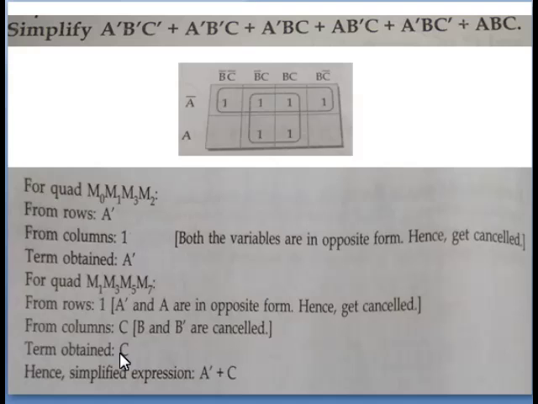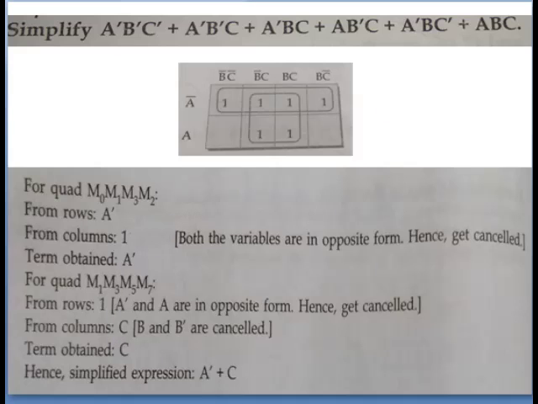Therefore the simplified expression is: from quad 1 we got A dash and from quad 2 we got C. Hence the simplified expression is A dash plus C. So this is the way we have to simplify the expression by using Karnaugh map. The first step is you have to see the terms correctly, then draw the K map, then you have to go for the simplification.